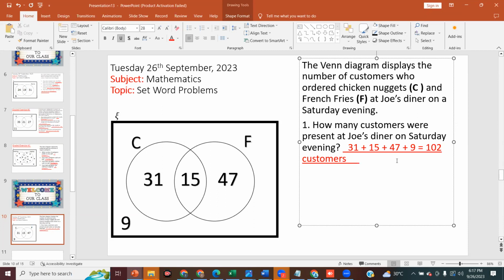The number of persons who were present at Joe's Diner is 102 customers. Now the next question. If you really think about it, we are basically asking the number of elements in the universal set, because the universal set is everybody who went to this diner that evening. So we answered the number of persons in the universal set. That's another way to think about that question.